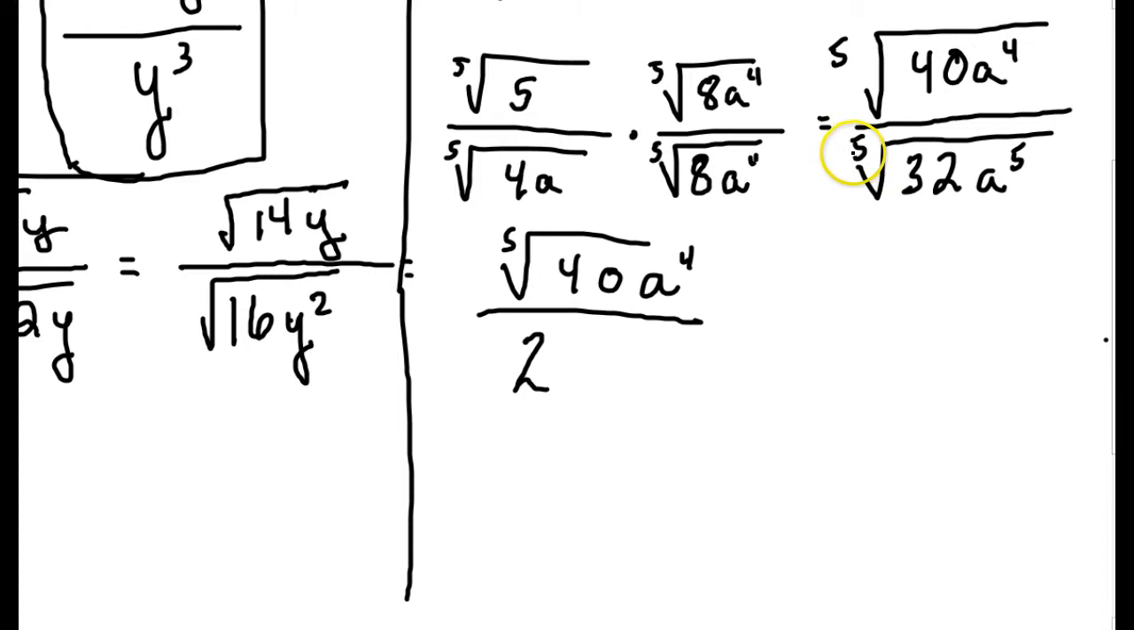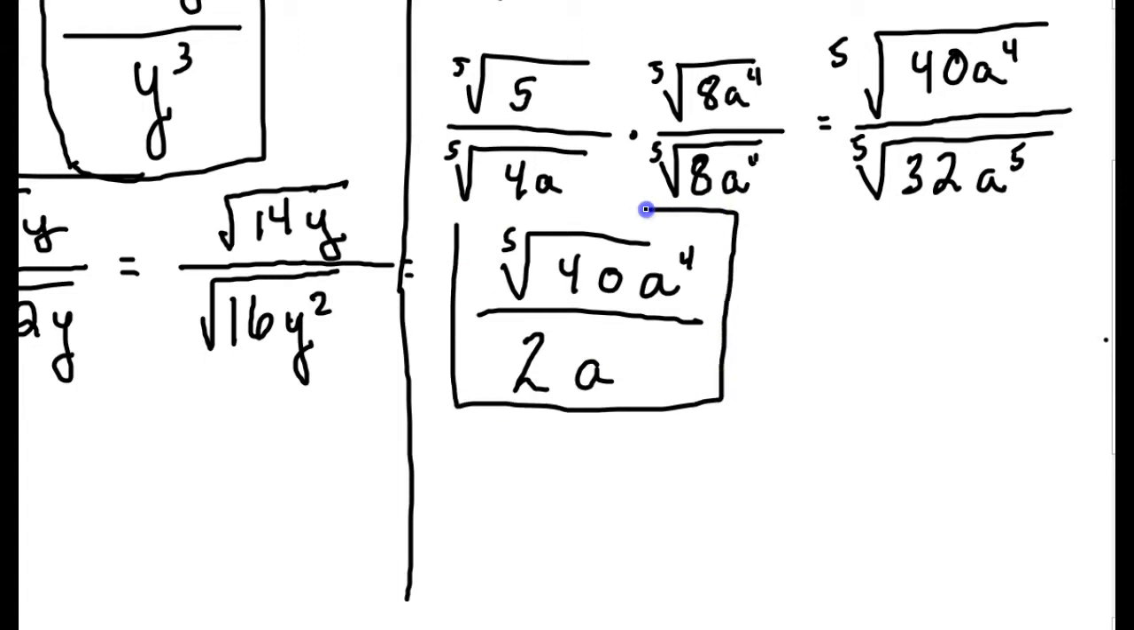And now we need to take the 5th root of a to the 5th. A, right, because it's asking us how many groups of 5 a's do we have? Well, we have 1. So our final simplification is a numerator of 5th root of 40a to the 4th over 2a. And what we did by doing that was we got rid of any radicals in the denominator.